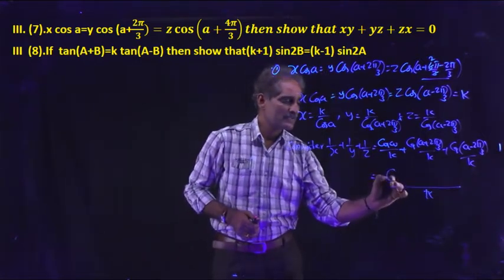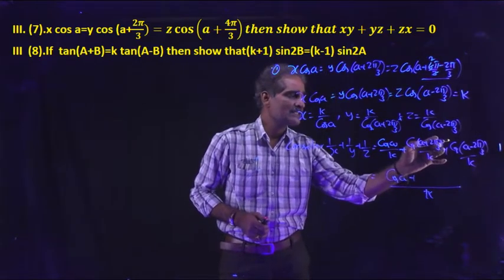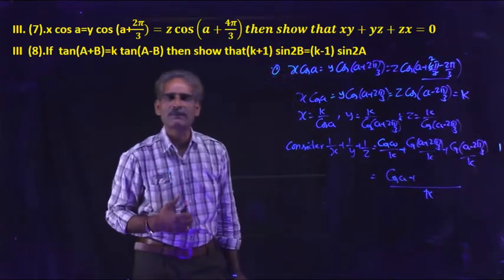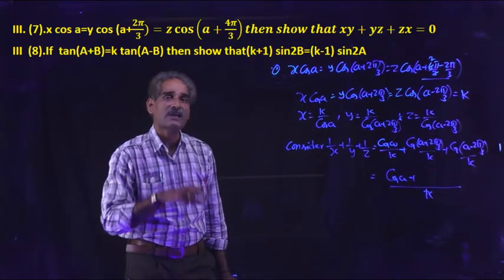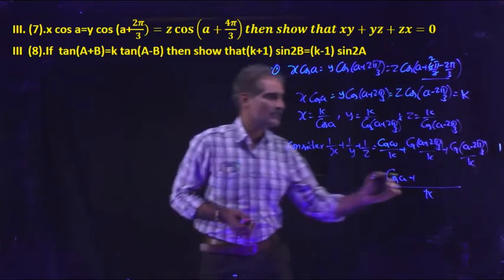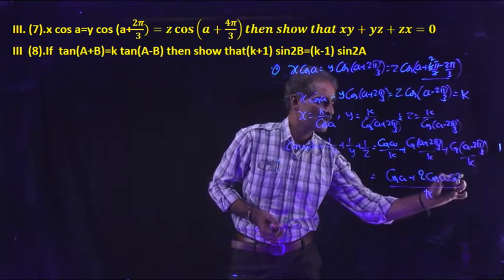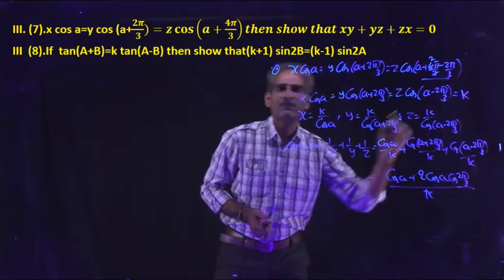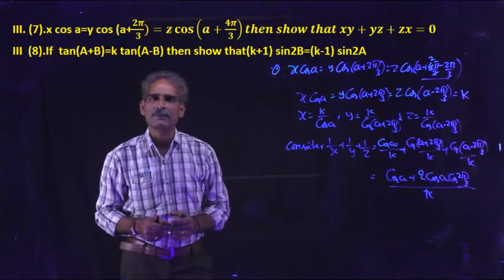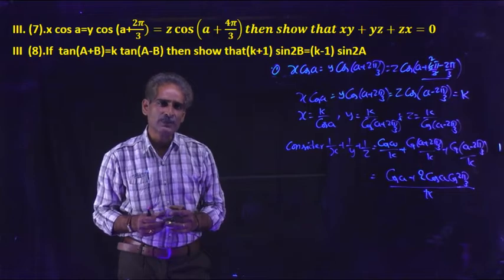Cos a first term. Next, cos(a+b) plus cos(a-b), which gives 2 cos a cos b. Here it is 2 cos a cos 2π/3. Now you find out the value of cos 2π/3. What is the value of cos 2π/3?